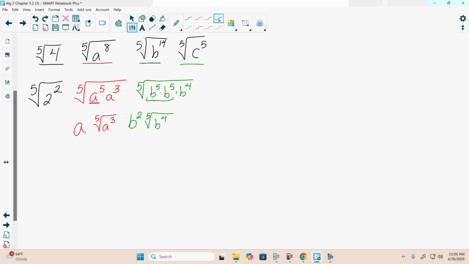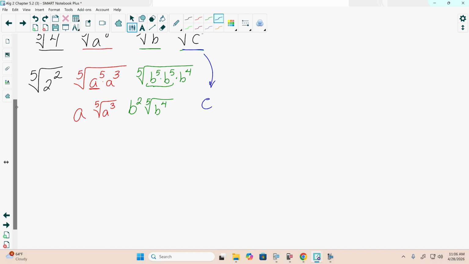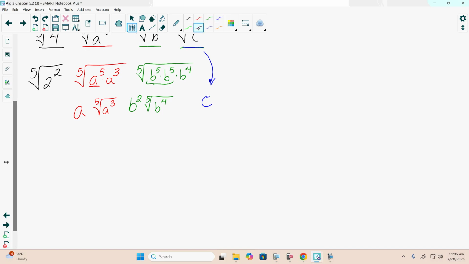And lastly, we have our c. This one's nice. What is the 5th root of c to the 5th? c. Simplifies once. Questions on this here? Let's write our answer. So we're going to write the finalized answer.